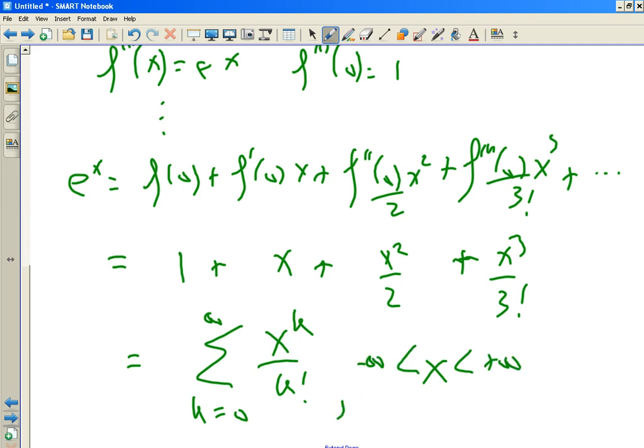So this is the game we're going to be playing. Given a function, can you generate the series? Is there a pattern? Use that pattern with the ratio test to find the interval of convergence. Okay, let's try it again. Can you get me the Maclaurin series for sine?